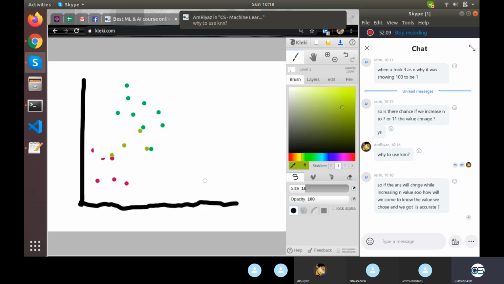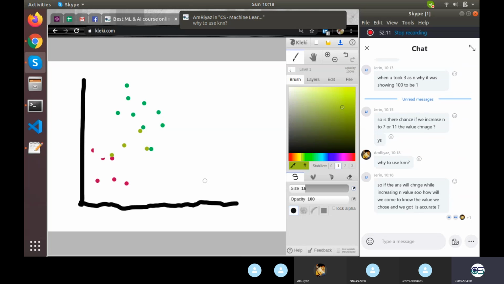Yeah, that's what I was discussing, Amar. If the answer will change while increasing the n value, how will we come to know whether the value we chose is accurate or not? So you can simply check the score.